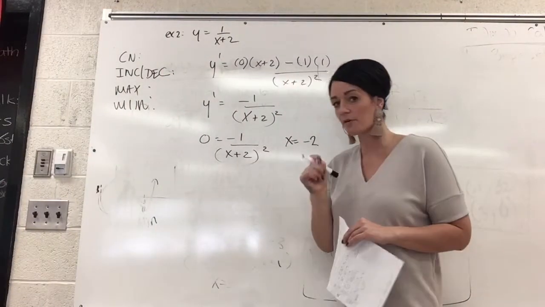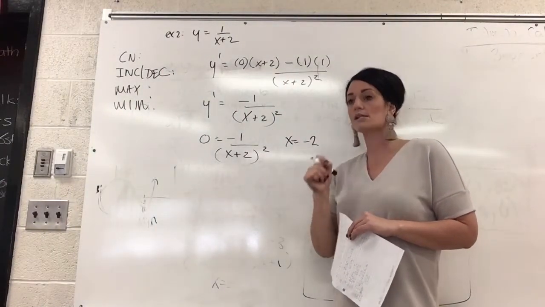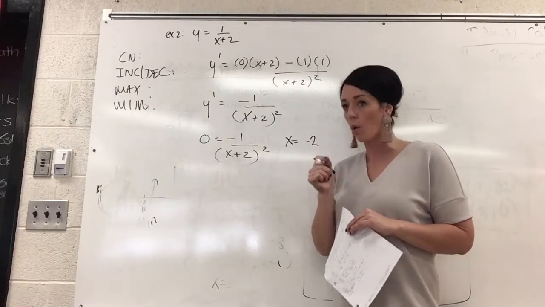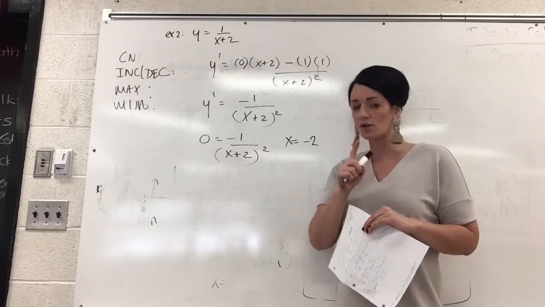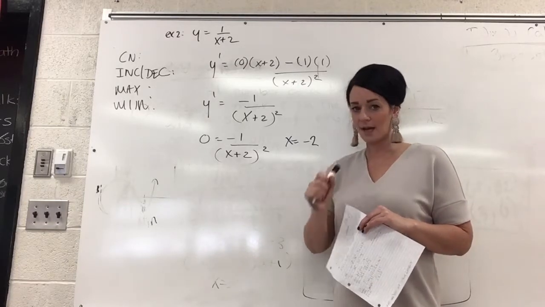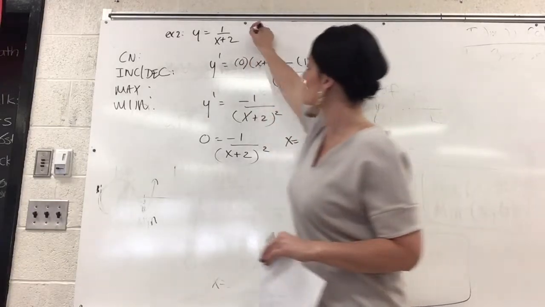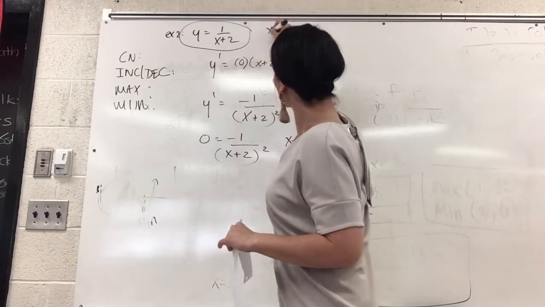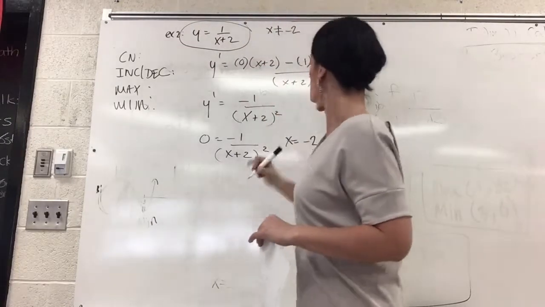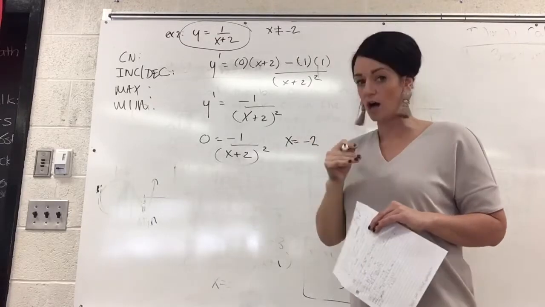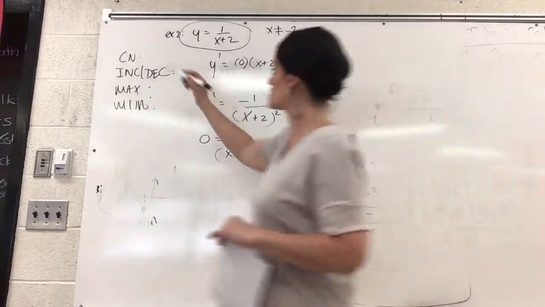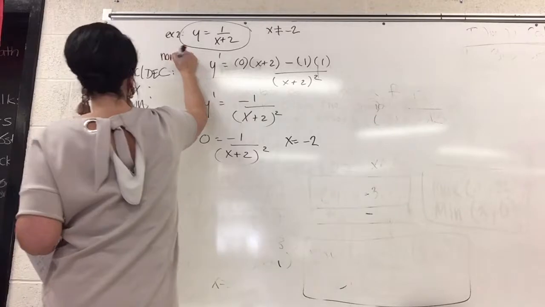And if you remember from before, the definition was something that made the derivative 0 or the derivative does not exist. However, it also said it had to be within the domain of the function. What is the domain of this function? X cannot equal negative 2. So since negative 2 is not in the domain of this function, this is not a critical number. So there's actually no critical numbers.